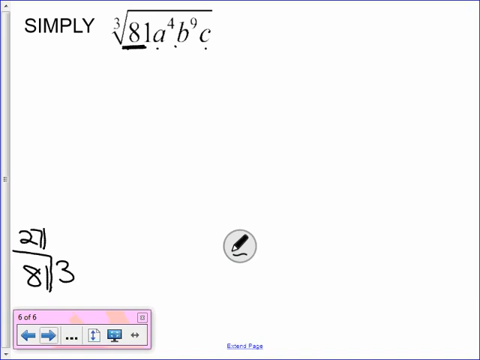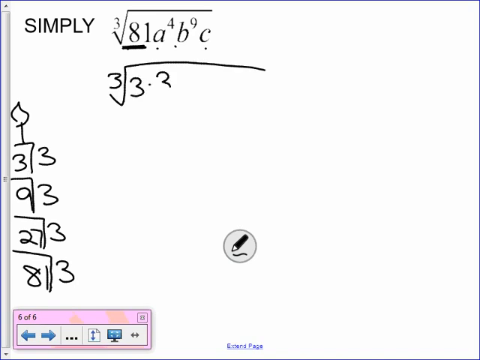Okay, what goes into 27? 3. So I'm left with 9. What goes into 9? 3. So I'm left with 3. What goes into 3? 3 with my birthday candle on top. Better candle. Okay? So I expanded out, so I have the cube root of 3 times 3 times 3 times 3 times A times A times A times A, times B times B times B times B times B times B.